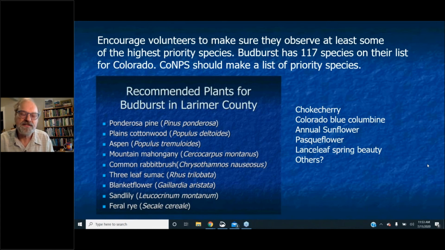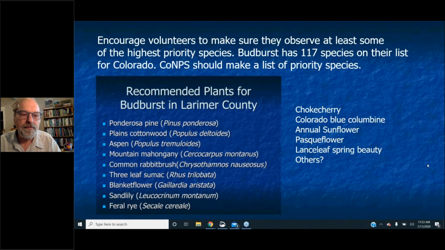And I gave a presentation for the naturalists in Larimer County. I'm a volunteer naturalist in Larimer County as well, with their open space program. And I've been encouraging them to do Budburst for a number of years. So we were talking about this a number of years ago and said, well, for example, these are some plants that might be really good to observe in our open space areas.